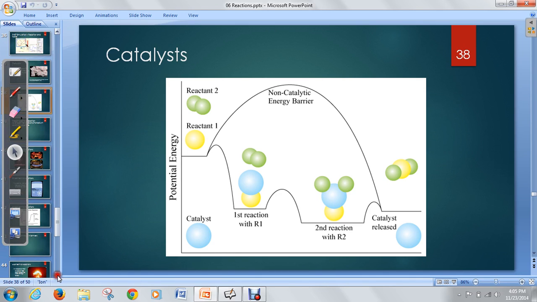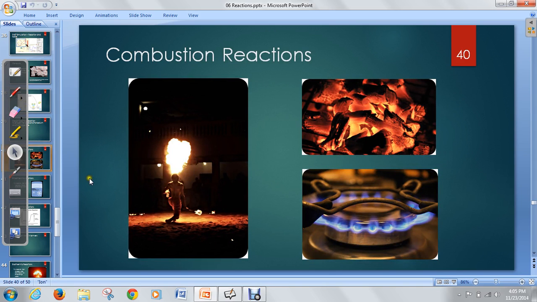All right. So that is a catalyst, and again, it increases reaction rate. Let's look at some specific types of reactions. Okay? Let's talk about combustion reactions. These are probably the most commonly known reactions because they're the easiest to see, because we have these nice big flames that usually come out with them.